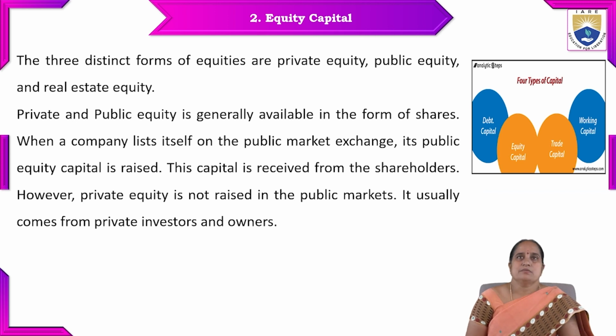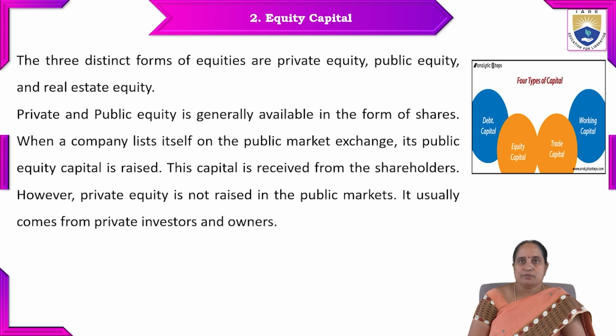Then second one is equity capital. So there are three different forms of equities: private equity, public equity, and real estate equity. Private and public equity are generally available in the form of shares. Generally, companies issue shares to the general public so that they are able to raise the minimum subscription. So when a company lists itself on the public markets exchange, its public equity capital is raised.